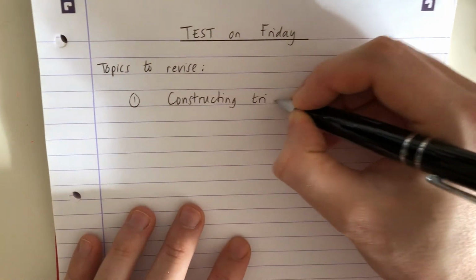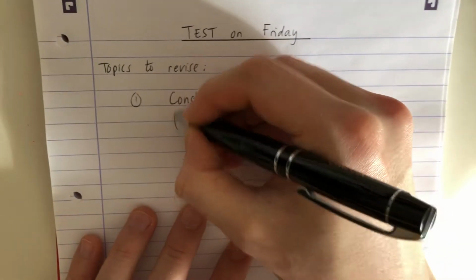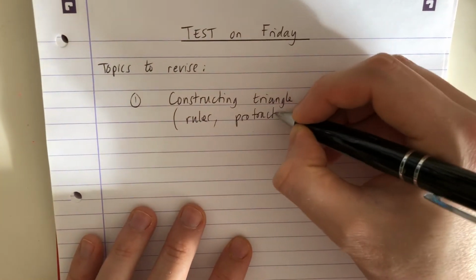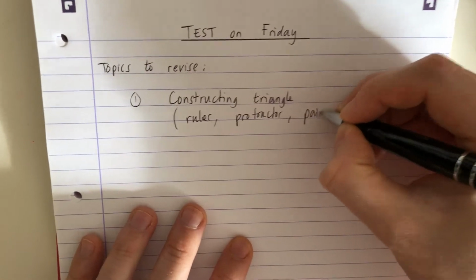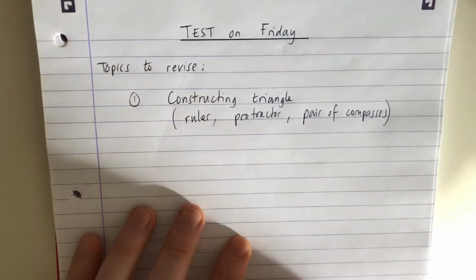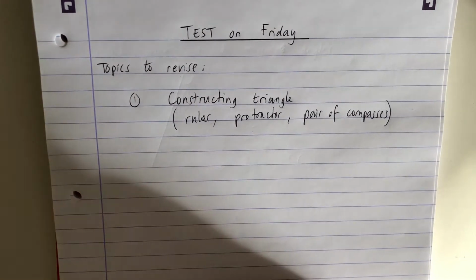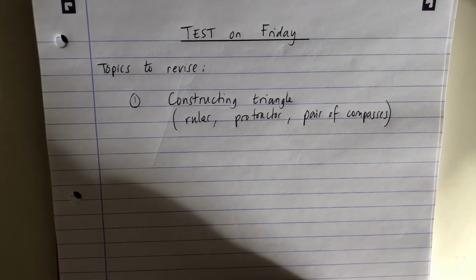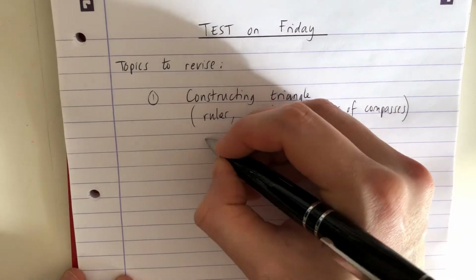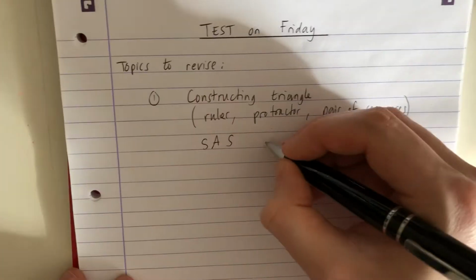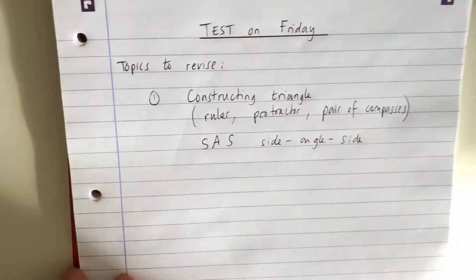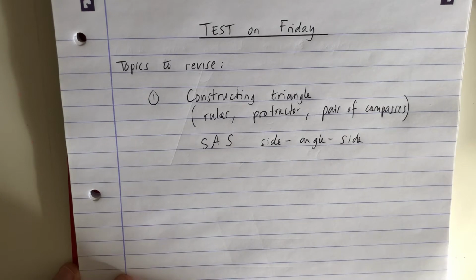Okay, for this topic, we need a ruler, a protractor, and a pair of compasses. And you might remember from lessons that there are 3 different types of construction. So the first type was SAS, which stood for side, angle, side. And we listed instructions in our books for that.